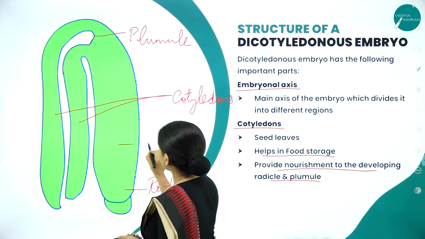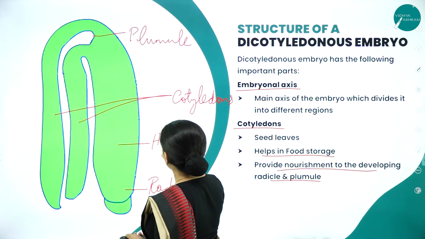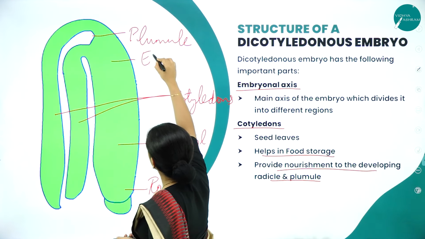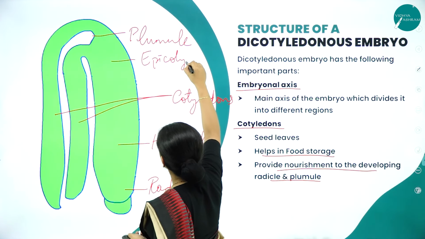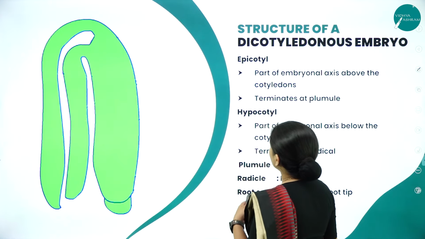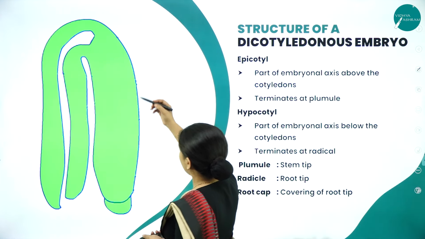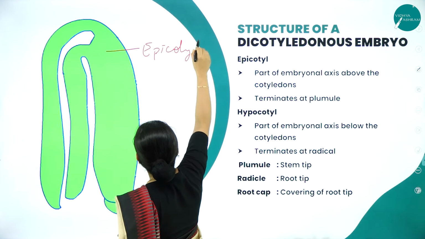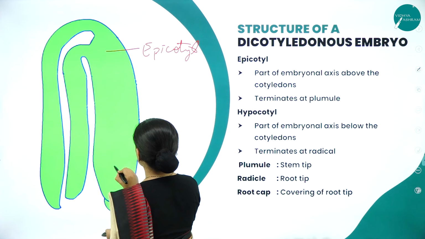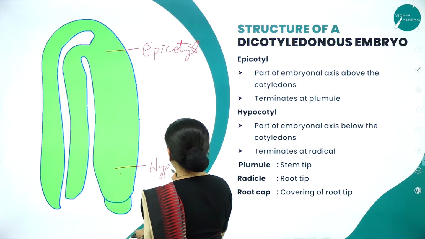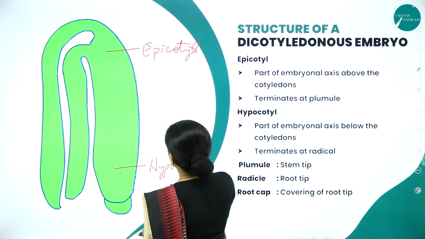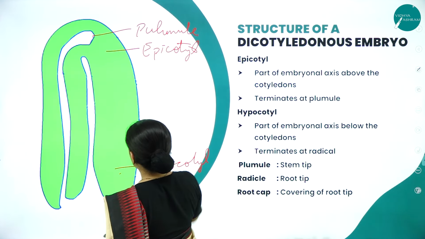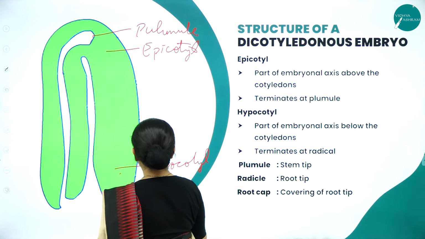And this is the hypocotyl. This we can call the epicotyl. Moving further, we'll talk about the epicotyl and the hypocotyl. So I told you this is the epicotyl, again I'll write here, epicotyl. Next here, hypocotyl. Then we have the plumule. Then comes the radicle.